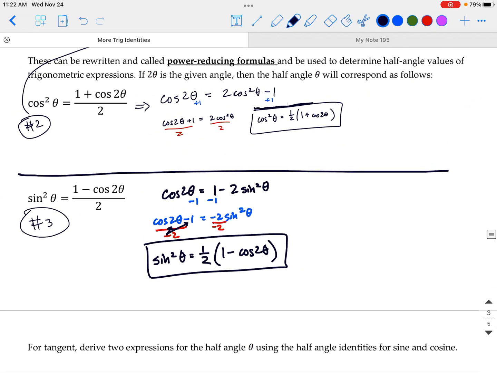So again, writing it with the 1/2 might be a more useful way to think about both of those. And so these are the power reducing formulas, where we can take a squared term and rewrite it in terms of a linear expression, a degree 1 trig expression.